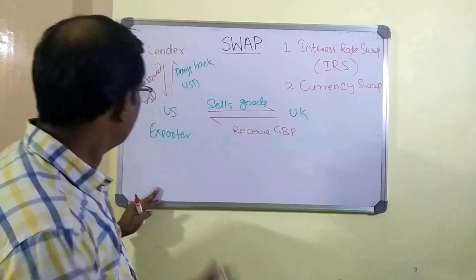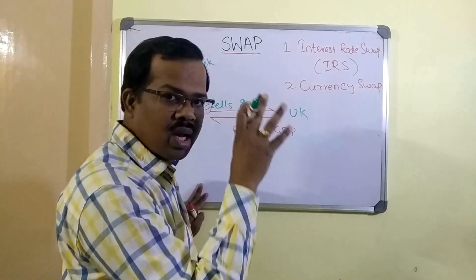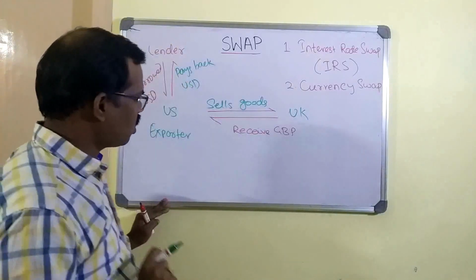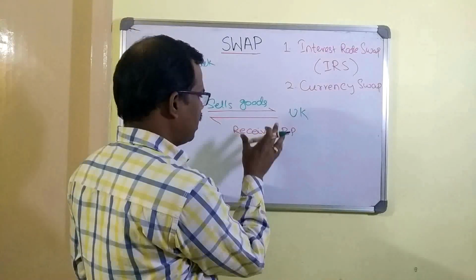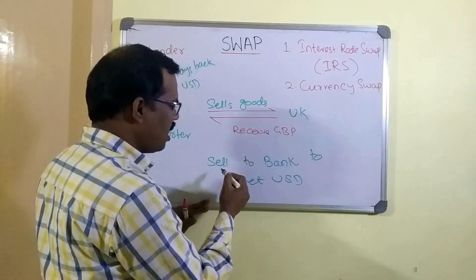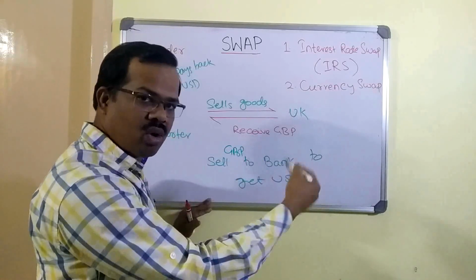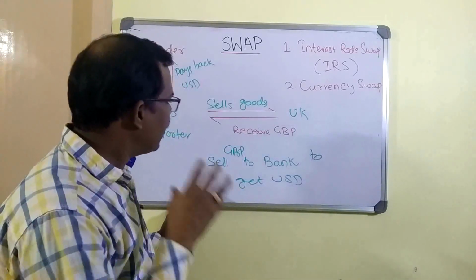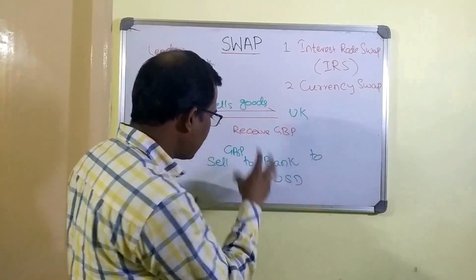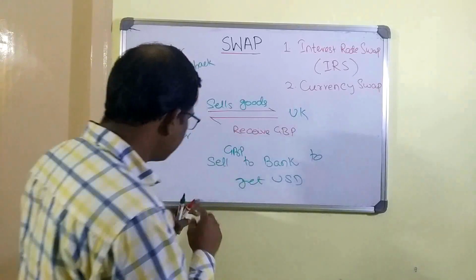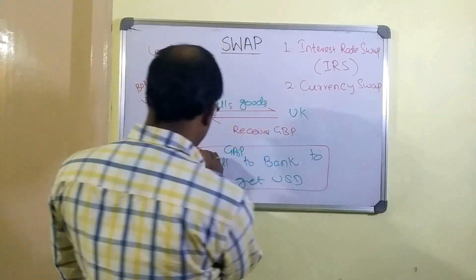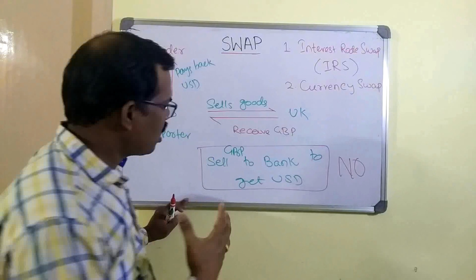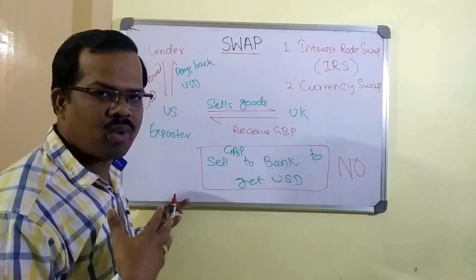Okay, so here is the situation. The exporter is selling goods to the UK and is receiving pound sterling, and he has a loan obligation to be repaid in US dollars. Now the question is that when he receives pound sterling, he has to sell pound sterling to a bank or any other foreign exchange dealer to get USD. Every time he receives pound sterling, he has to do this conversion. Now, will he get the same amount of USD every time he does the conversion? The answer is no, because the exchange rate doesn't remain constant over a period of time, right?